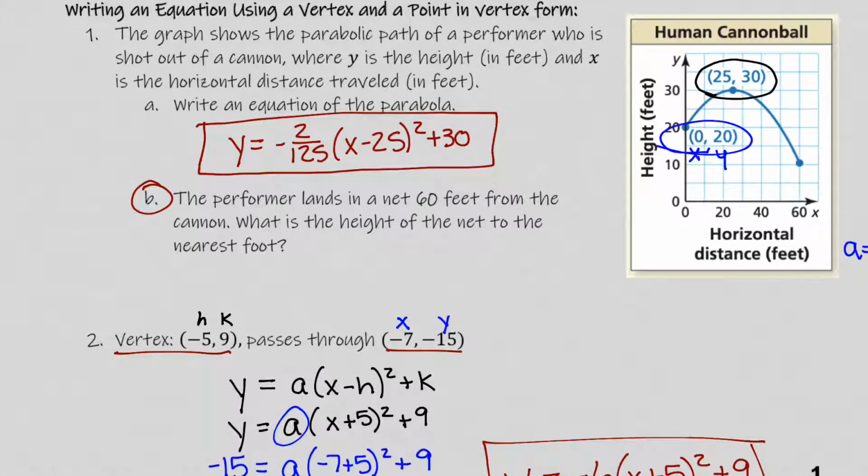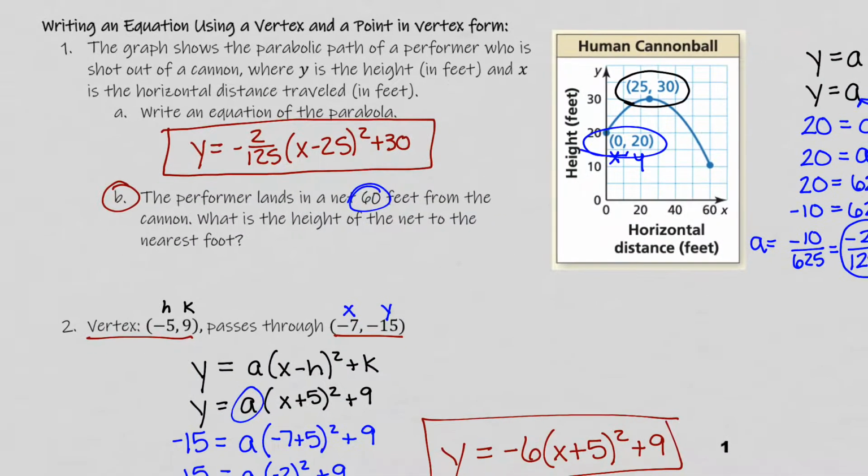Okay, so we had found this equation for y is the height in feet and x is the horizontal distance traveled for a human cannon. If a person is shot out of a cannon, the performer lands in a net 60 feet from the cannon. What is the height of the net to the nearest foot? So if this is our equation, it wants to know when x is 60, okay? Because if you look at the picture, distance was the x value. It's the horizontal. So y is going to equal negative 2 over 125 times 60 minus 25 squared plus 30.